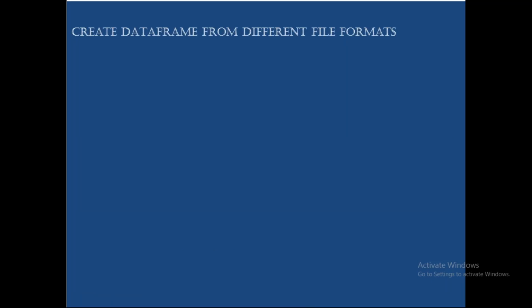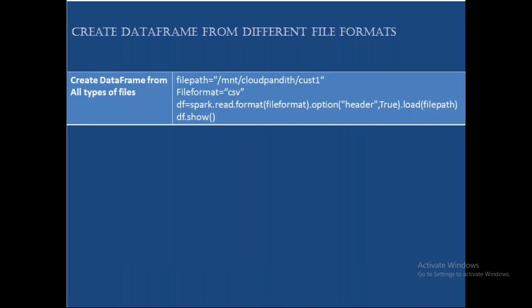Create data frame from different file formats. Let's say now I want to create, so as of now I'm creating data frame from the local data. Maybe now I want to create data frame from different file formats. How to do that? You see, file path equal to /mnt/cloudpandit/cust1. Okay, this is the file path.